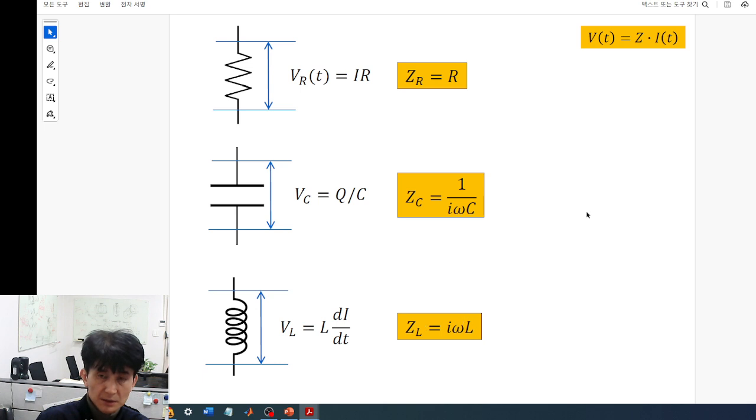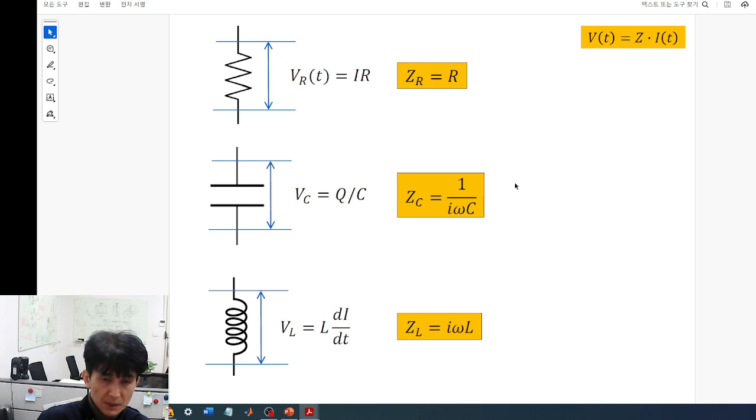ZC is a complex number, so the magnitude of this one is 1 over omega C, and this is 1 over i with this exponential minus i pi over 2, where this is the phase term, i, so i corresponds to exponential i pi over 2.